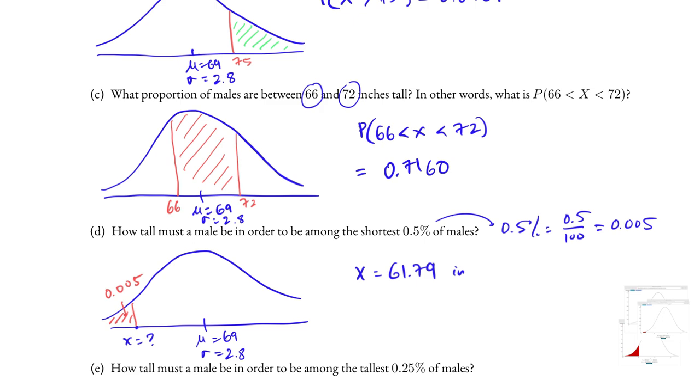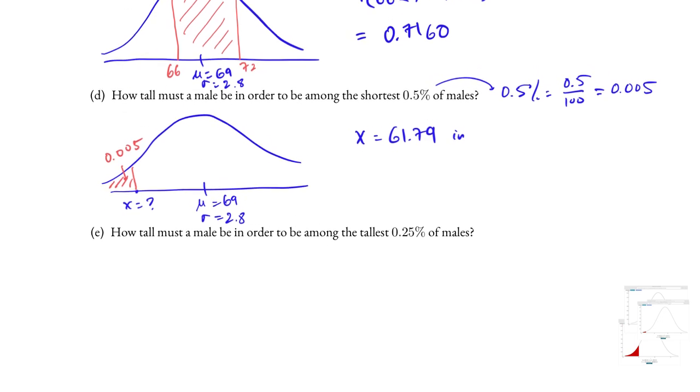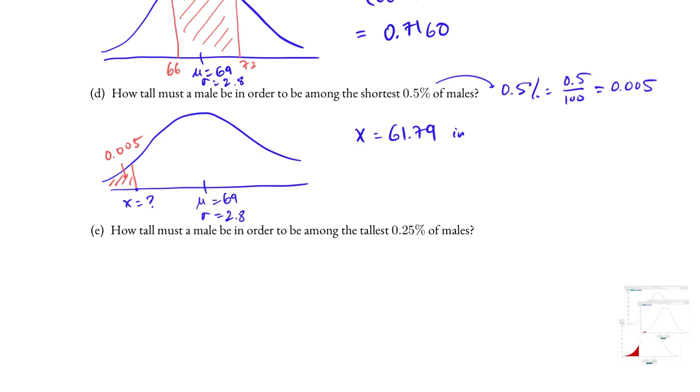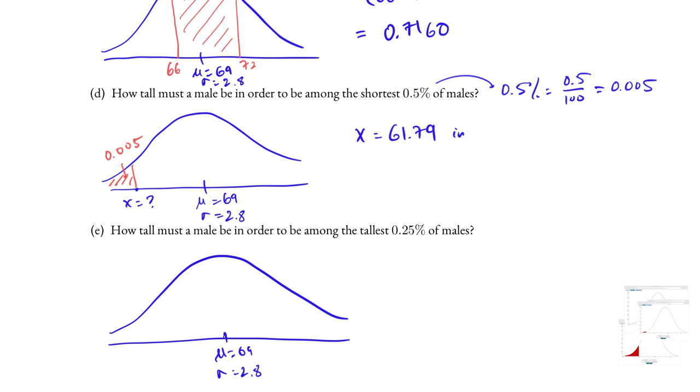Next, how tall must a male be in order to be amongst the tallest 0.25% of the males? Same thing. Draw a normal picture. Mu equals 69, the standard deviation of 2.8. This time we want the tallest 0.25%, or 0.25 over 100, which is 0.0025. And since it is the tallest, it is the right area. And this area is 0.0025. And we're looking for this x value.